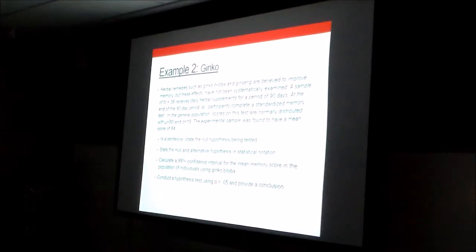So here, N is 36, mean is 80. Standard deviation of the population on this measure is 18. And we got a mean of 84. Okay. What's the first thing we need to do? Calculate our standard error, right? Our standard error here is going to be 18 over the square root of 36. And that gives us the standard error.